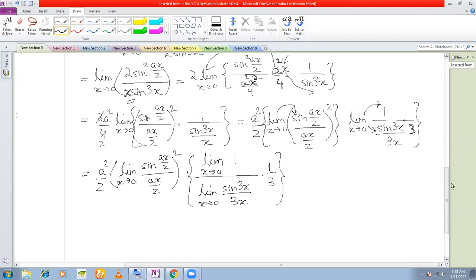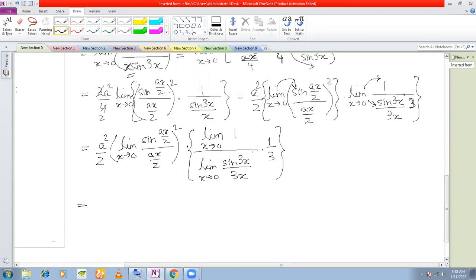Yes, sir, this step. So this 1/3 now you can take out of the limit. So you have a square by 2 into 1/3. I have taken out, and this limit is equal to 1. So 1 square into 1 by, and this limit here is also 1, 1 by 1. So I'm getting a square by 6. And that's my answer. Okay. Any question in this sum? No, sir. Okay, then I'll stop here.